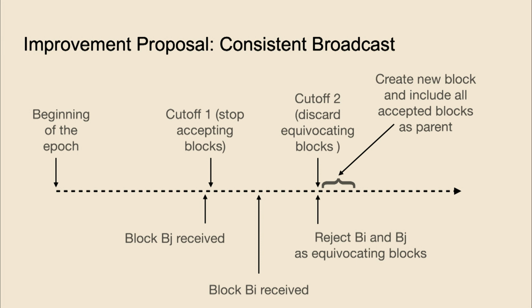And in our improvement proposal, we add a consistent broadcast protocol into one epoch. Basically, we add another cutoff time, that is cutoff time 2. So the equivocating blocks will be discarded at this cutoff time. In this way, we can guarantee that two honest nodes will not accept two equivocating blocks.